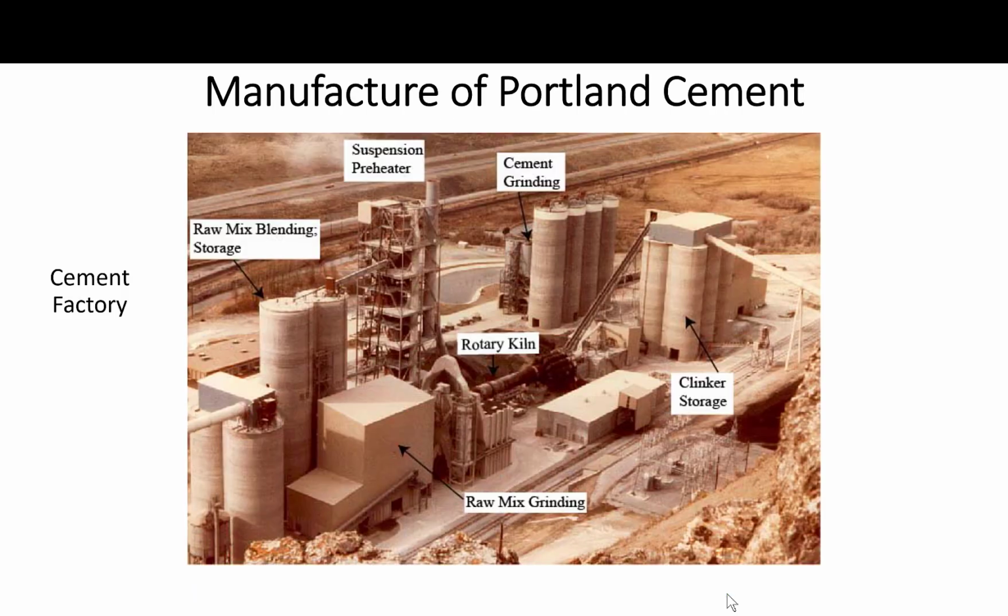This is here a photo of a modern kiln with the suspension preheaters, and this is the rotary kiln right here. This is where the raw mix material and the mix blending storage are. This is the suspension preheater. Then it goes into the kiln, and after cooling, this is the clinker storage. This is just a photo of a typical cement factory.